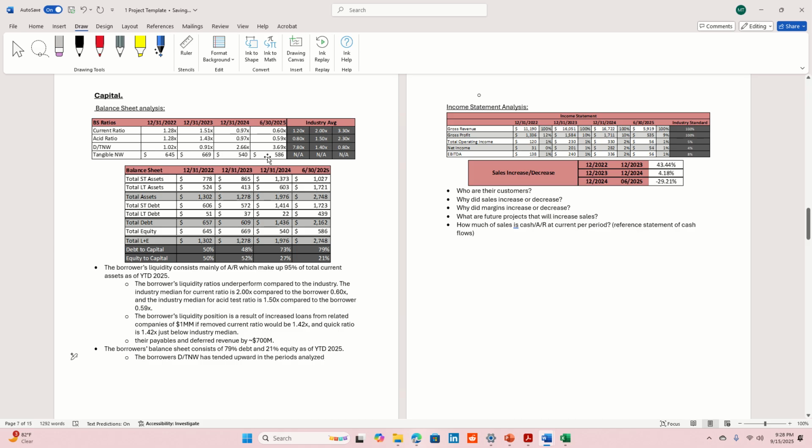A negative debt to tangible net worth is actually worse than a high debt to tangible net worth because it means you have negative equity. But that's a whole other conversation. I just wanted to throw that out there. Don't think negative debt to tangible net worth is a good thing.